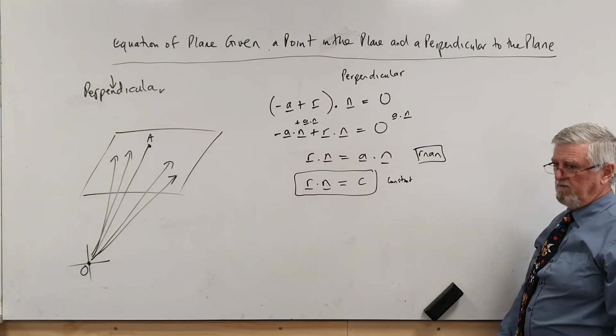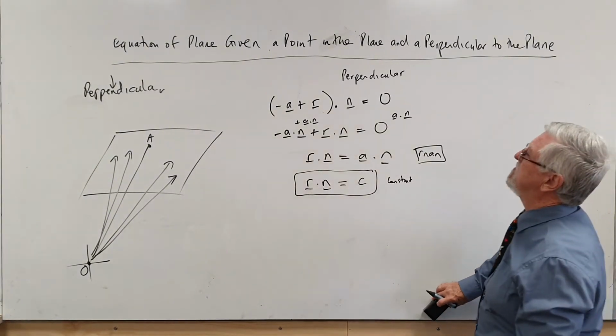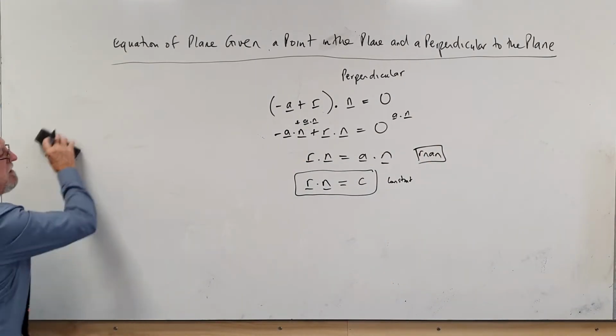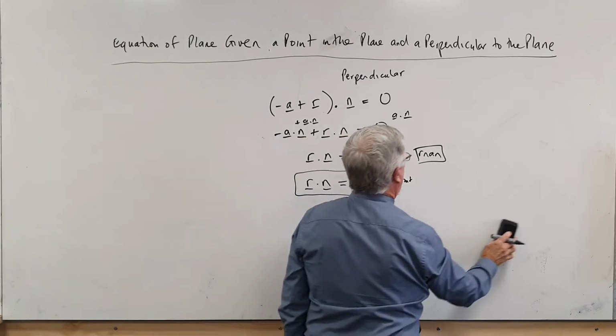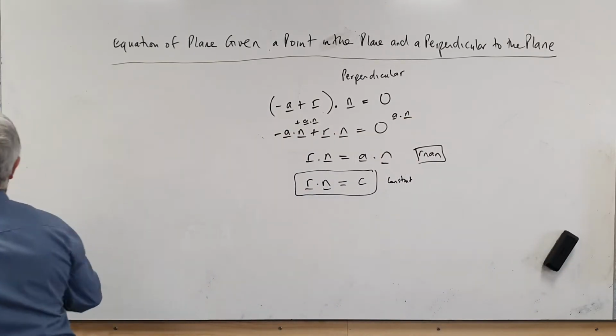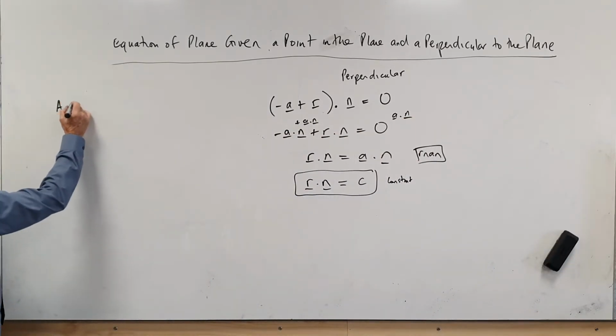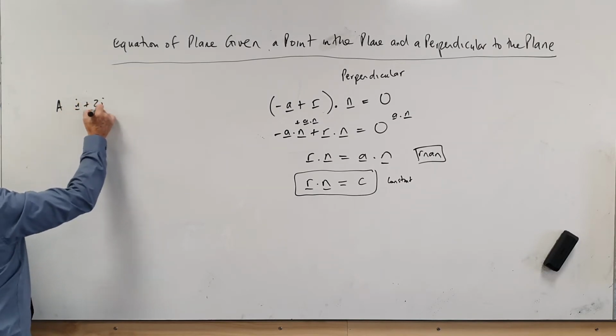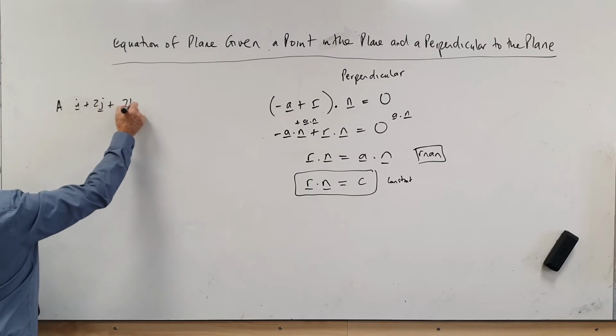So let's do one. You ready? I should get you to make up the numbers for me. Give me a point anywhere, somewhere. Ben, give me a point in 3D. Point called A: 1i, 2j and 7k. There's a point.